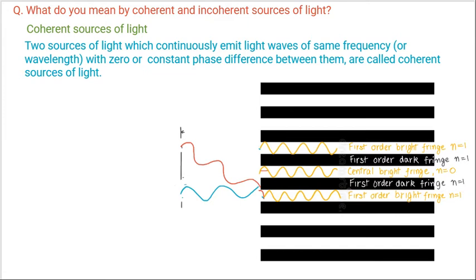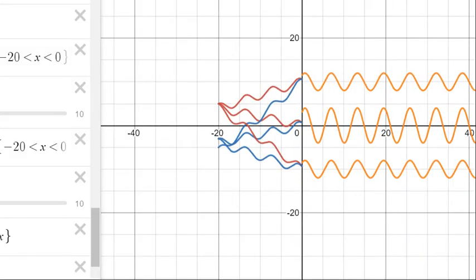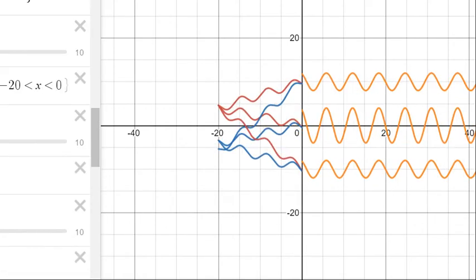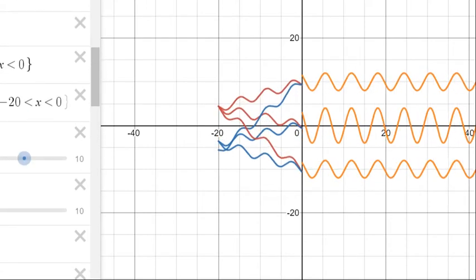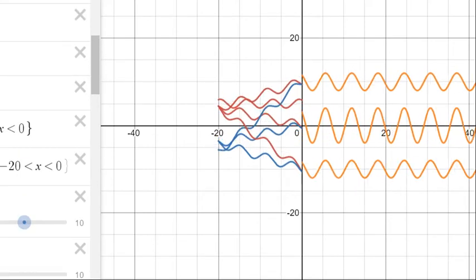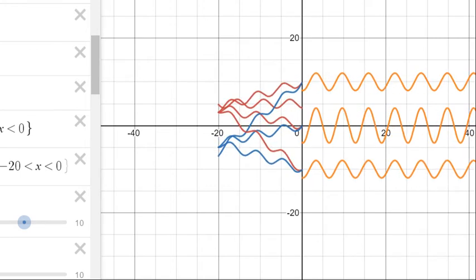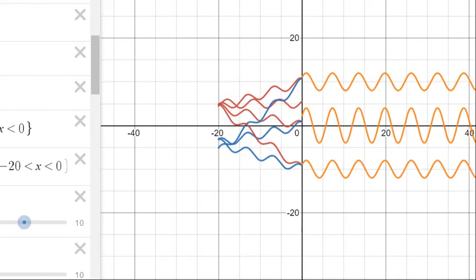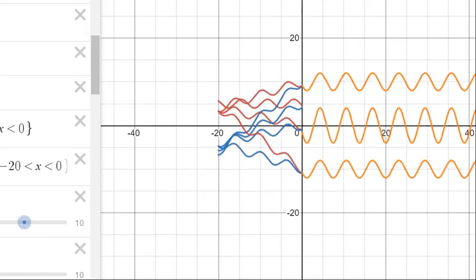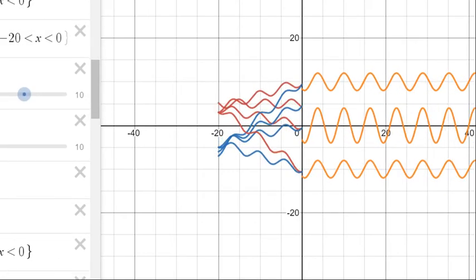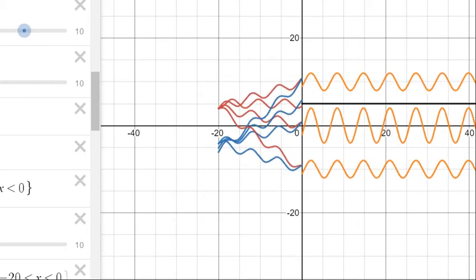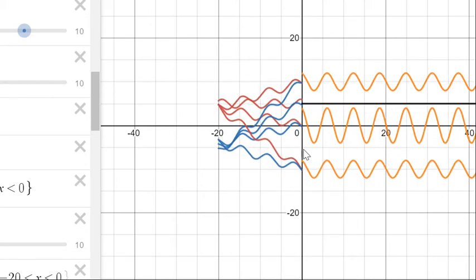So let me just show this in simulation. This is the light coming from your first slit. Can you see this red one? This is the light coming from your first slit, and this is the light coming from your second slit. Now when these two interfere destructively, you get a dark fringe. This is your first order dark fringe. The same pattern is followed in the minus y direction also. The same pattern will be followed here also.